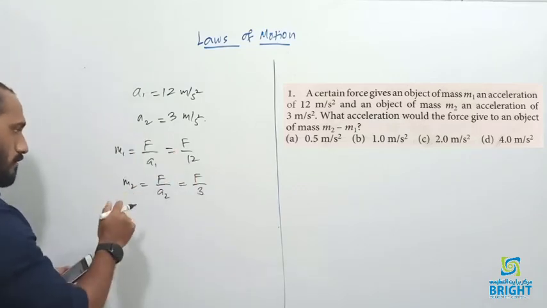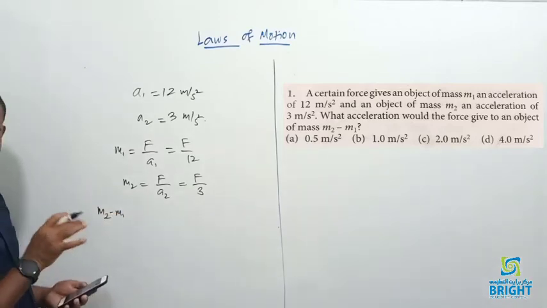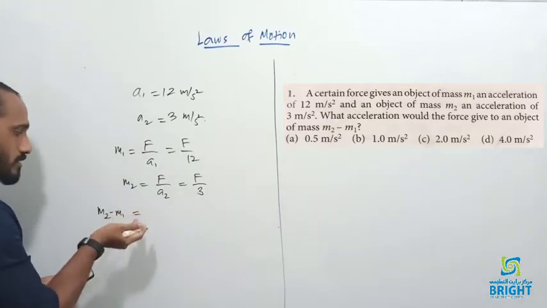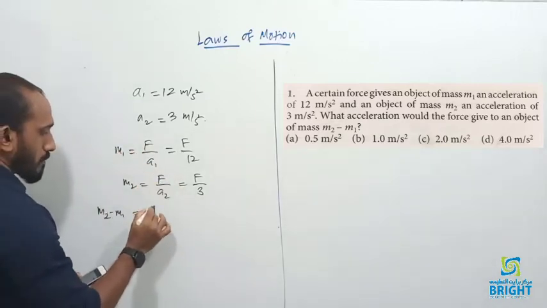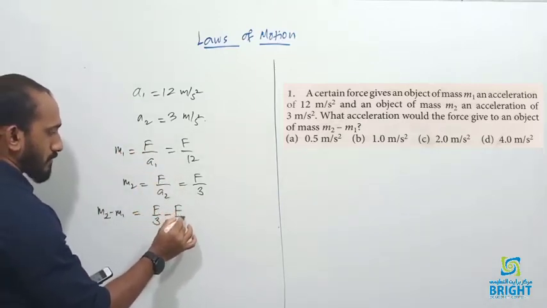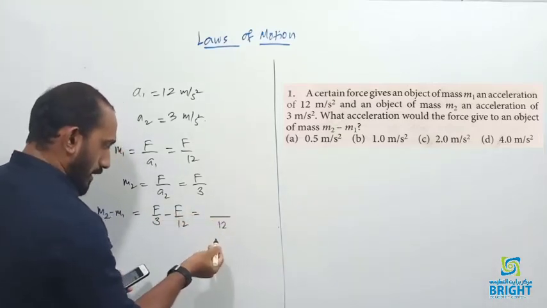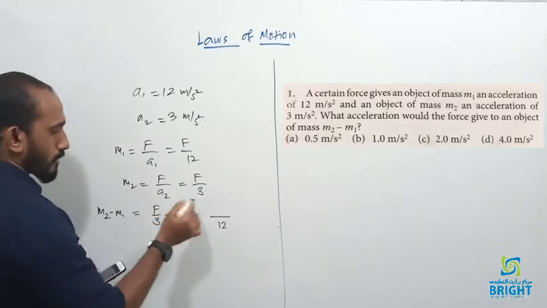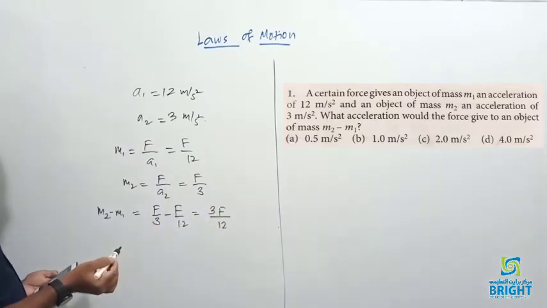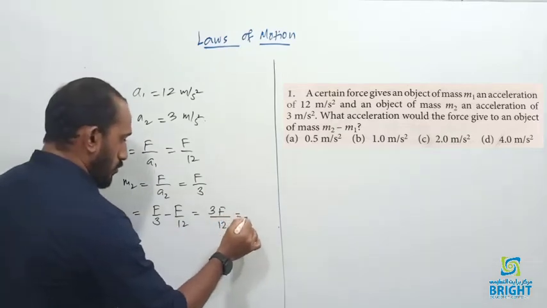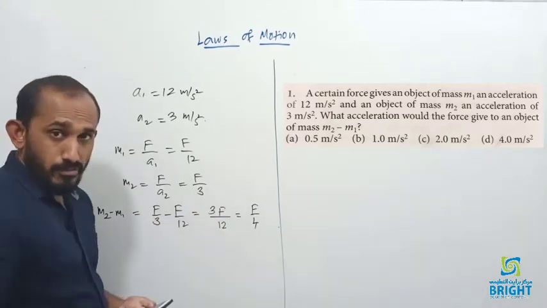Now m2 minus m1, what will it be? When the resultant mass is given as m2 minus m1, if you do it, it will become F by 3 minus F by 12. So this is nothing but 12, the LCM you can take. If you cross multiply, 4F minus F, so that is 3F by 12, that is equal to F by 4. So m2 minus m1 is equal to F by 4.